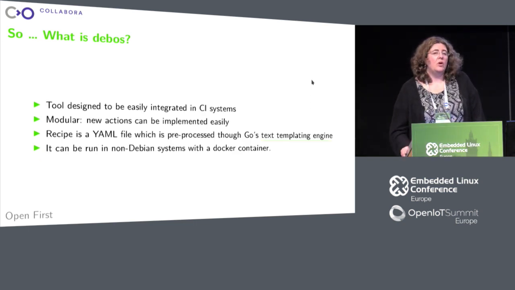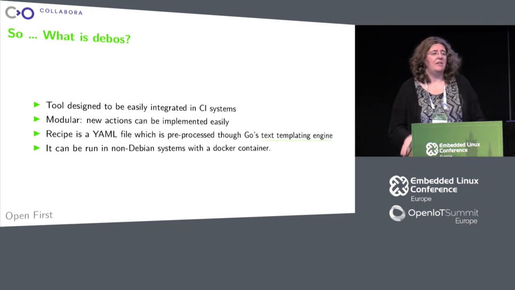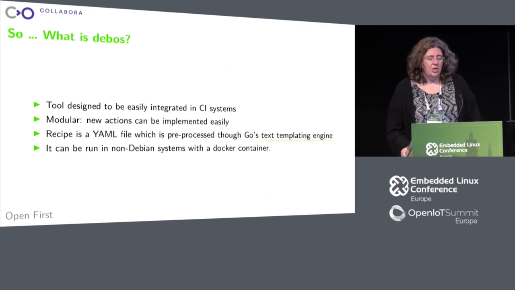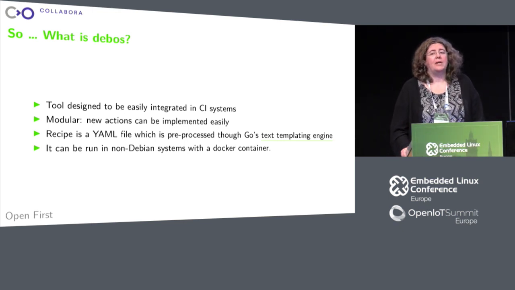From the very beginning, when we designed DevOps, it's because we needed something that we could plug easily into our continuous integration system. So from the very beginning, the focus of this tool has been to make it easier to work in this kind of workflow. It's also modular, so if somebody wants to implement a new action, it shouldn't be very difficult to do without interfering with other actions. The recipes are written in YAML, but it's not fully YAML. We also will see later with an example why. And of course, you can run DevOps in any Linux system, but if you are not using Debian, probably your best bet is using a container.